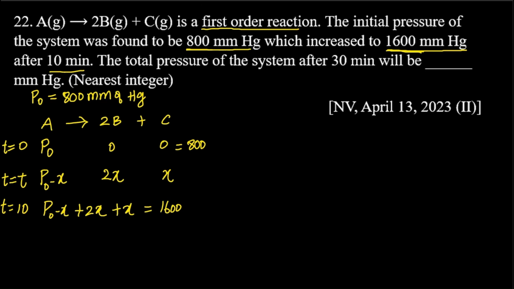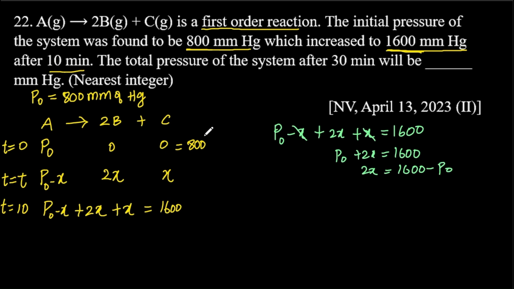So let me write this on the next side. At time t equal to 10, the total pressure is 1600. So how will you get the total pressure? P0 minus x plus 2x plus x equal to 1600. So minus x plus x gets cancelled. P0 plus 2x equal to 1600. 2x is equal to 1600 minus P0. And we got the value of P0 as 800 mm of Hg, so let us substitute that. 1600 minus 800 is equal to 800. So the value of x is 800 divided by 2, which is equal to 400. So the value of x is 400.